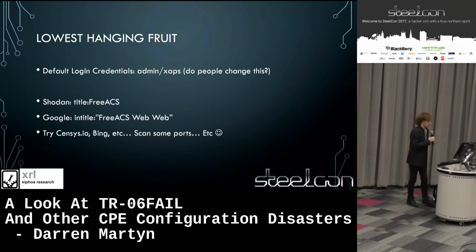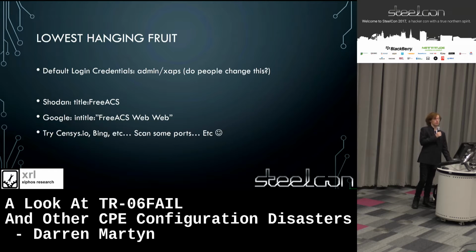So, firstly, the lowest hanging fruit. You can log into a ton of these things using admin/xaps as the login credentials. You can Shodan the hell out of them by searching for the title FreeACS, or you can Google with FreeACS web, because apparently it's not just a web, it's a web. I'm surprised they didn't just call it web, because then we could have www. You can also find them on Censys, Bing, you can scan some ports, you can use BinaryEdge, which is amazing, and find them that way.